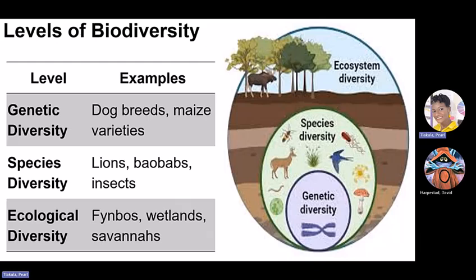We also have what we call ecological diversity. These are diversity such as your fynbos biome that is found in the Western Cape, the wetlands, the savanna, the grasslands, and the deserts. So did you get that? We have only three levels of biodiversity. We have genetic diversity, species diversity, and ecological diversity.